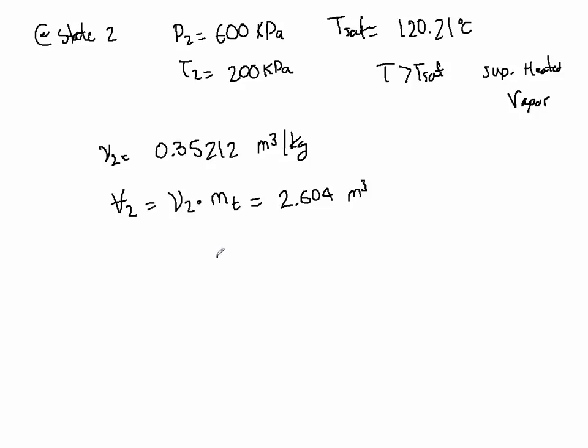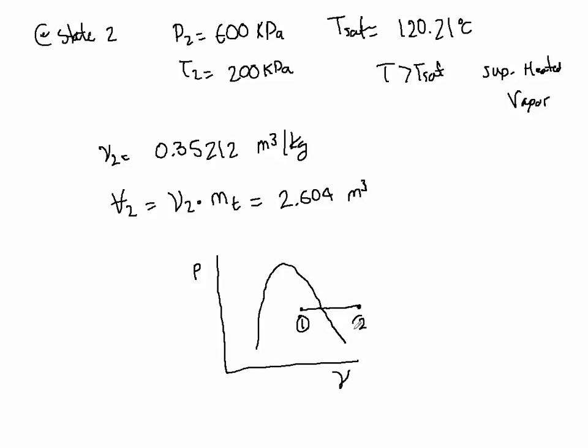Now, to draw the plot, we use pressure versus specific volume. Once again, we start as a mixture. Then the process is isobaric, so the pressure is going to be constant, a horizontal line. And then we come out superheated, and it goes in this direction.